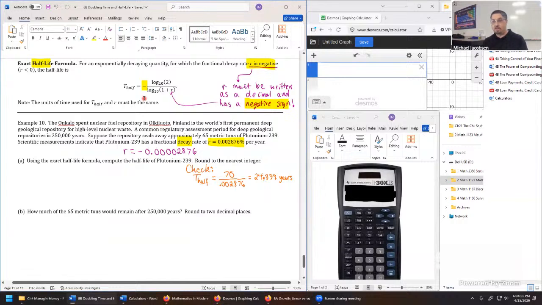Well, that's a recap so far, but let's refresh on the context. We're looking into the Onkalo Spent Nuclear Fuel Repository in Finland. They are sealing away 65 metric tons of plutonium-239, and that particular isotope of plutonium has a decay rate of 0.002876% per year. So an extremely stable isotope of plutonium. So that's our R value.